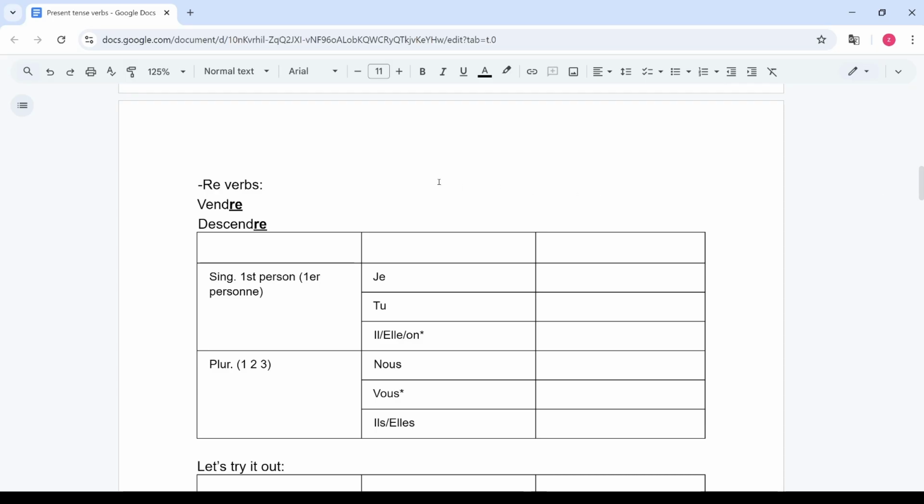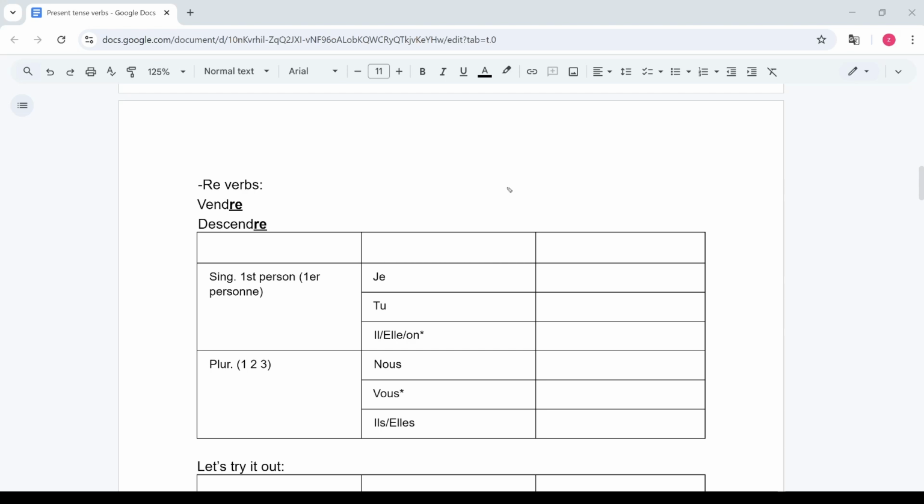Now RE verbs: vendre, to sell, and descendre, to go down or to descend. Again, these are just example verbs. All of these verbs chosen are regular verbs. So let's follow the exact same process. You should know them by now, hopefully. If you don't, try to test yourself on it. So we are going to identify the type of verb, the group. This is an RE verb.